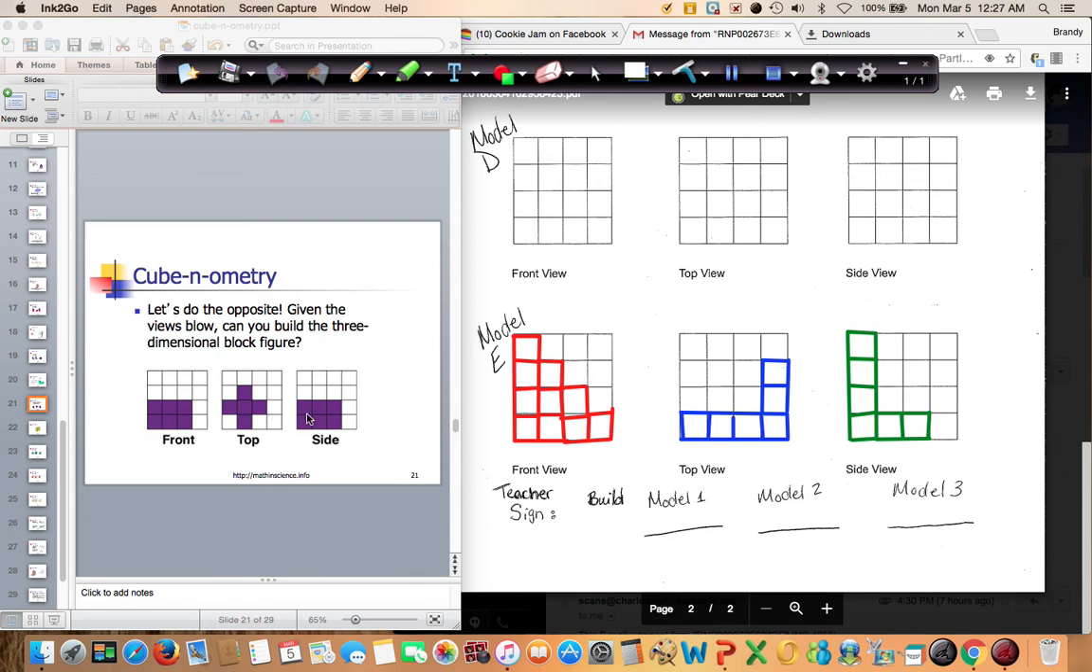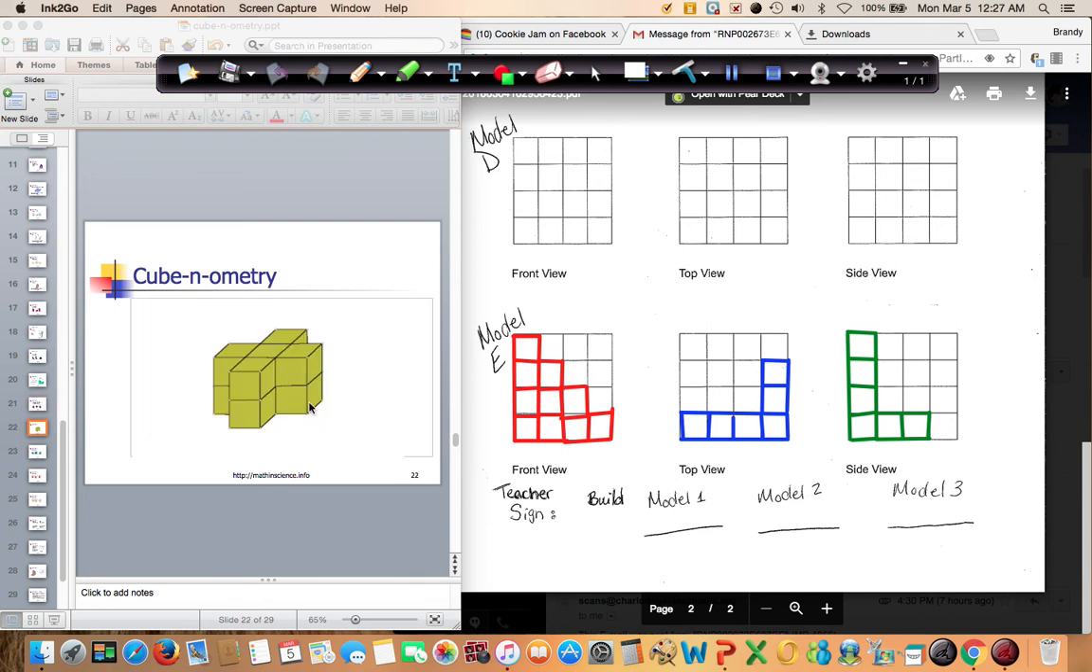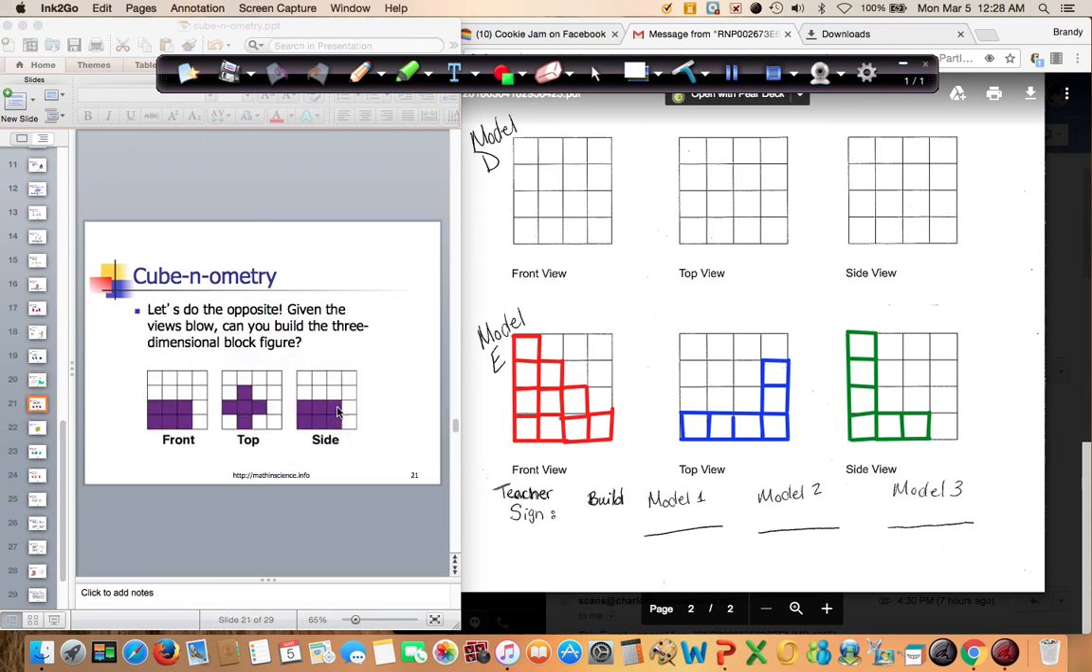Then your side view, you have 3 across the side. And see how you can see that piece back there? That's how you know there's one back there. So you have 3 and 3. There it is, which is a 3 by 3.